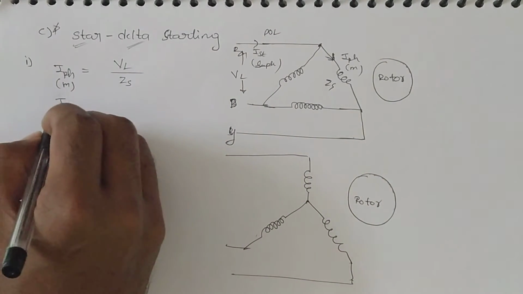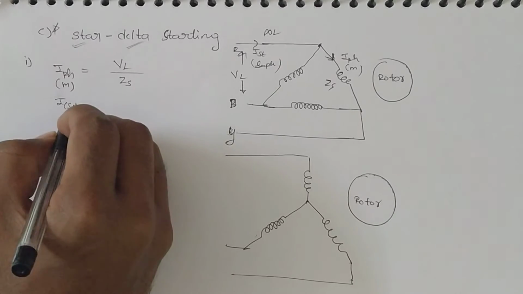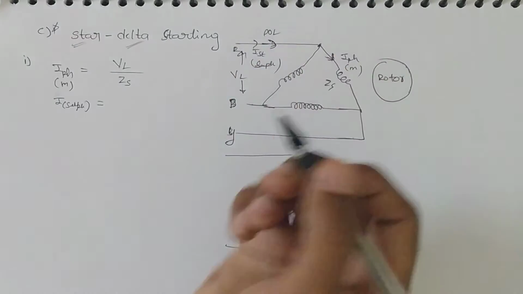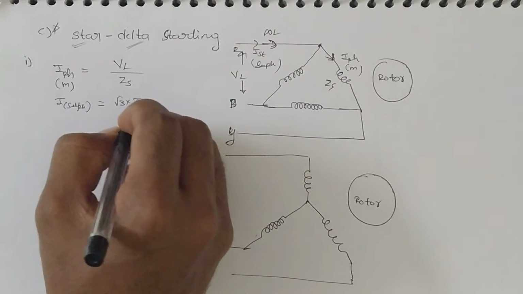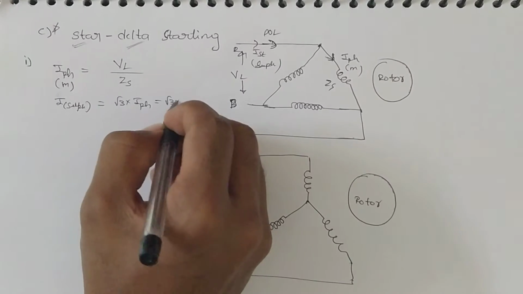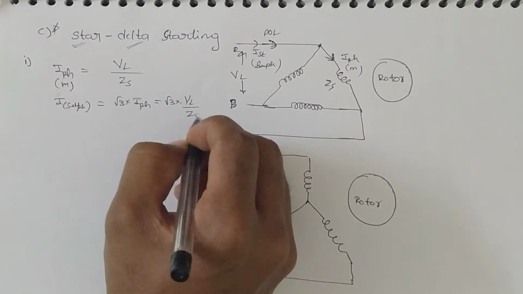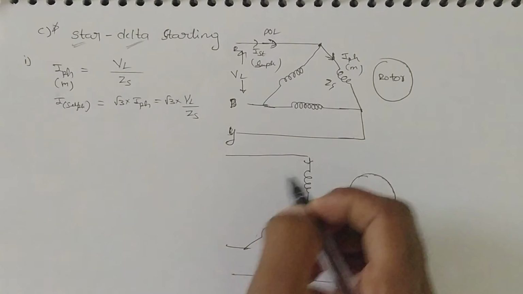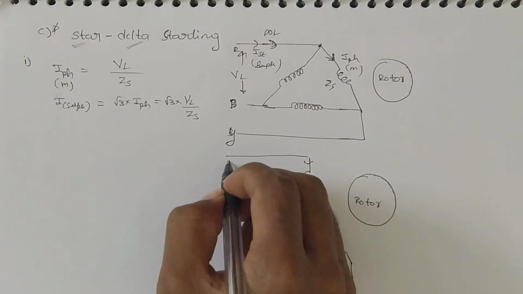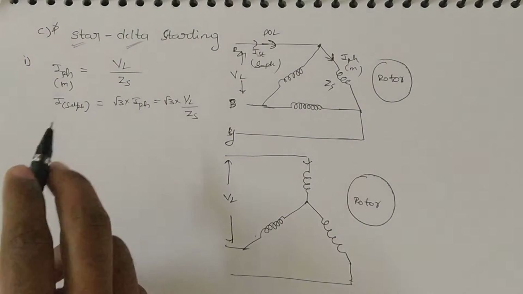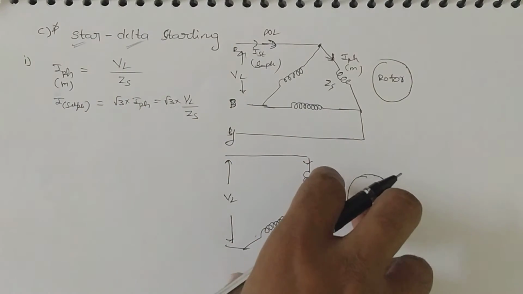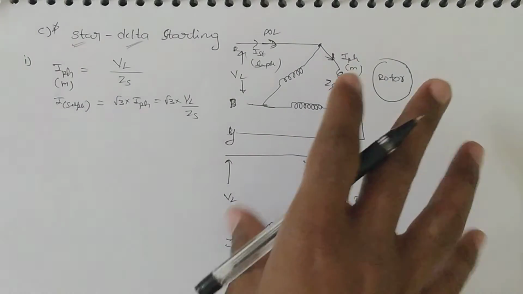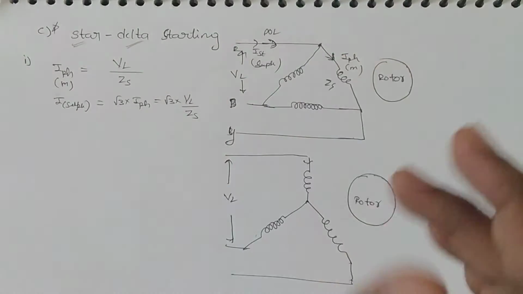Now what is the starting supply current? This current is equal to root 3 times I phase, so that is equal to root 3 times V L by Z S. Now let's calculate for this one also. This is the starting current with star delta starting. Initially we are connecting it as a star. In the running connection we again connect it as delta, but I'm not concentrating on the running condition. I'm only concentrating on the starting condition.